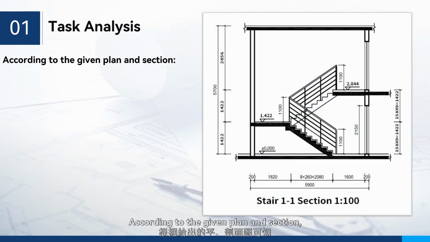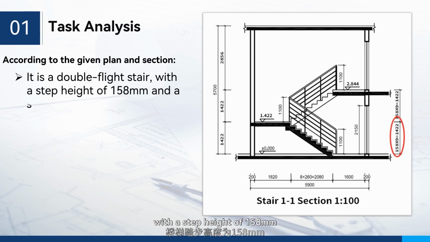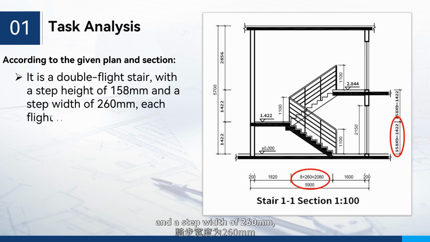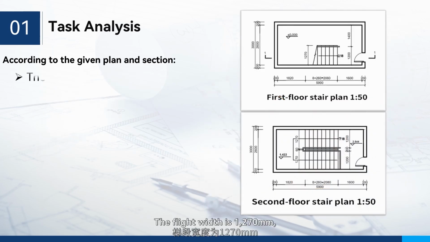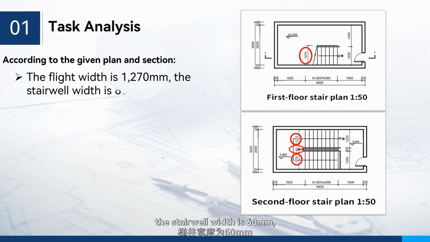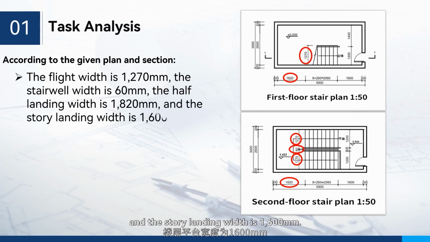According to the given plan and section, it is a double flight stair with a step height of 158 millimeters and a step width of 260 millimeters, each flight having 9 steps. The stair baluster height is 1,100 millimeters. The flight width is 1,270 millimeters, the stairwell width is 60 millimeters, the half landing width is 1,820 millimeters, and the story landing width is 1,600 millimeters.